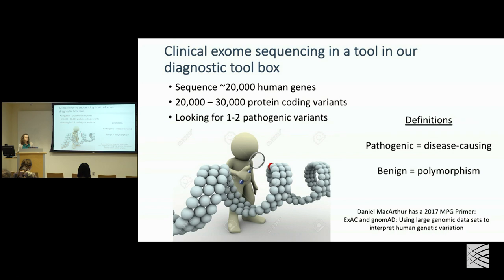And what we're looking for from a rare disease perspective, which isn't the only use of exome sequencing, obviously, but the perspective I come from, is we're looking for one or two pathogenic variants. And what do I mean by pathogenic variants? These are disease-causing variants, the changes in the sequence that cause disease. And we use this to contrast with benign variants, the old terminology for which was polymorphisms. So we go through all this data and we look through it.